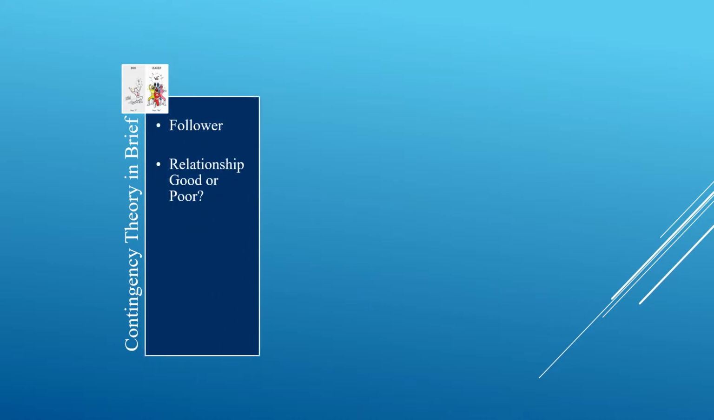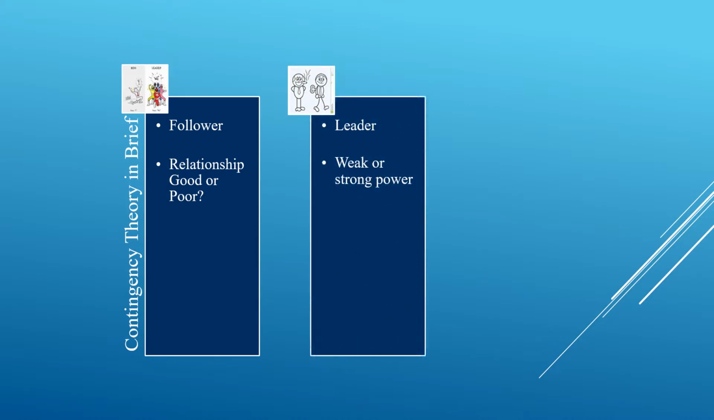To summarize, Fiedler's contingency theory, or situational leadership, noted that the leader needs to first analyze the employee's profile and their relationship with the leader. Next, become self-aware of their leadership style as task versus relationship-oriented, and finally, discover whether they need to adjust the job situation to match their leadership style.